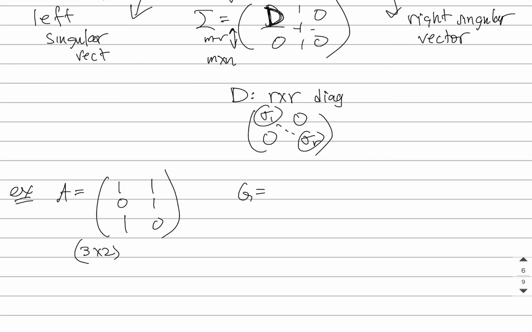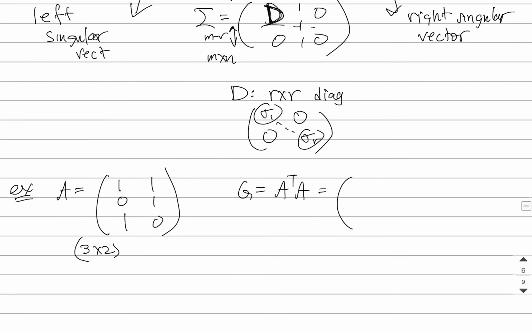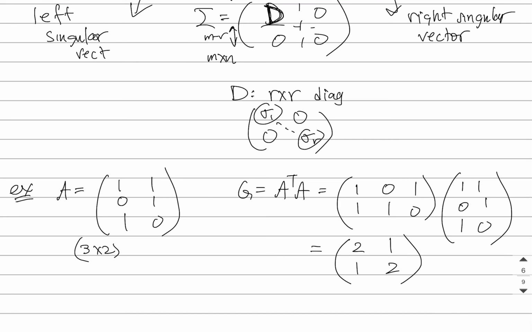We're going to form the product A transpose A. So we'll swap the columns and rows out. So we'll have 1, 1, 0, 1, 1, 0, multiplying with the original matrix here. And remember, this is 2 by 3 and 3 by 2, so we're expecting to get a 2 by 2 matrix. So what we'll get is a 2, a 1, and then another 1, and then a 2. And as advertised, it is symmetric, as it's supposed to be.